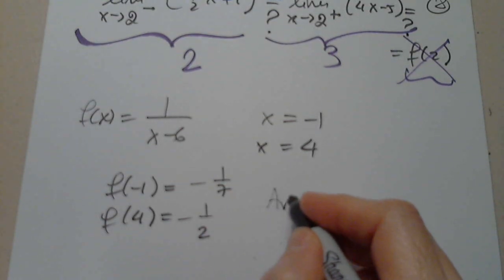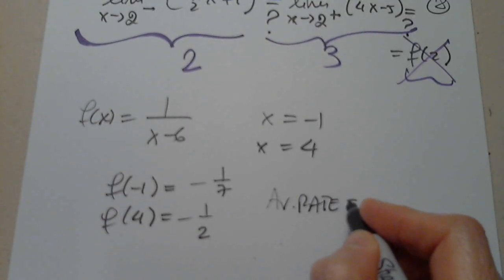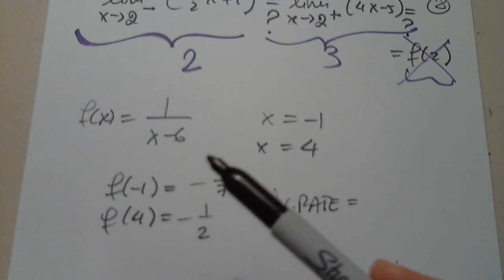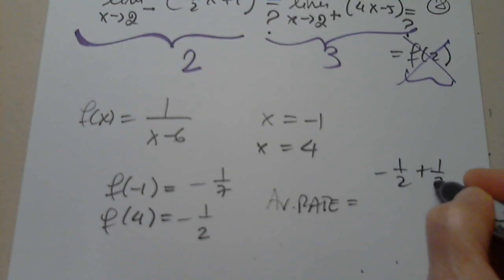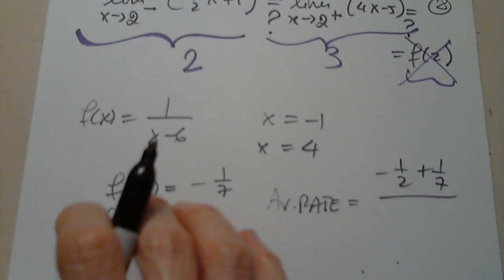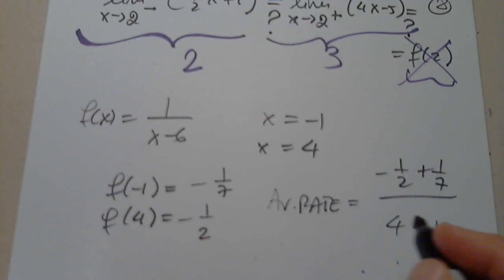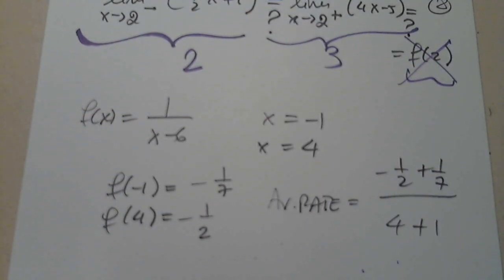So the average rate is f of 4 minus f of -1 over 4 minus -1. It's the slope of the line passing through these 2 points. Again, f of 4 minus f of -1 over 4 minus -1.